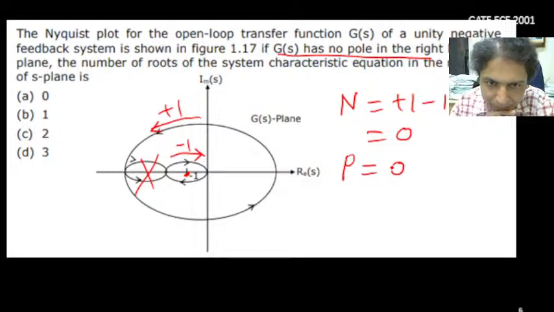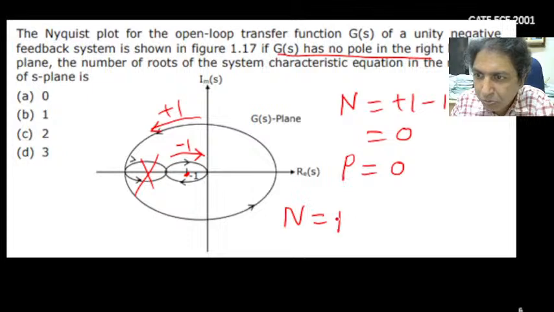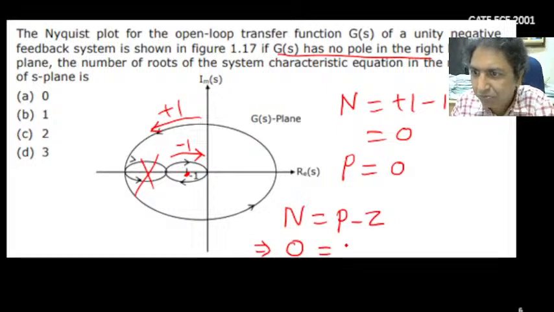Is it okay? So if capital P is 0, now we'll compute a simple thing, N equals P minus Z. N equals 0 and P equals 0, so it is Z. If you solve it, Z equals 0.